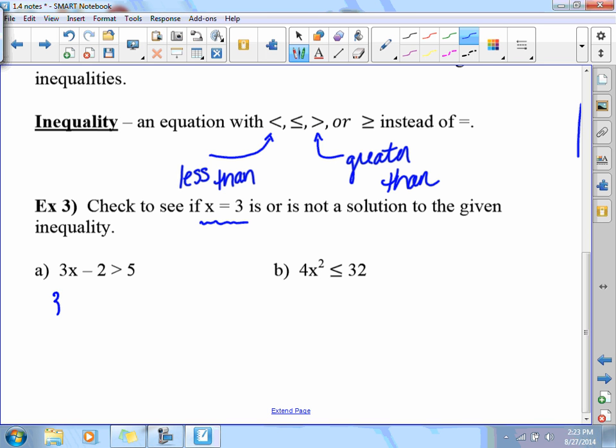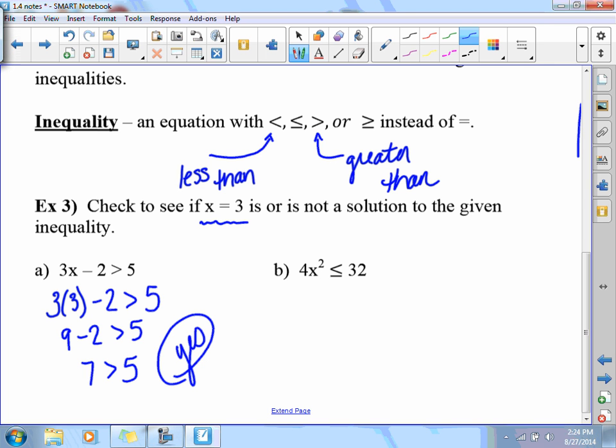So if I substitute in a 3, I'll have 3 times 3 minus 2 is greater than 5. And I'm going to simplify the left side so I can get one number. So it's 9 minus 2 is greater than 5. And 9 minus 2 is 7 is greater than 5. So now that I have one number on each side, I have to say, is that a true expression? Is 7 greater than 5? Then yes, that is true. So x equals 3 is a solution to that inequality.